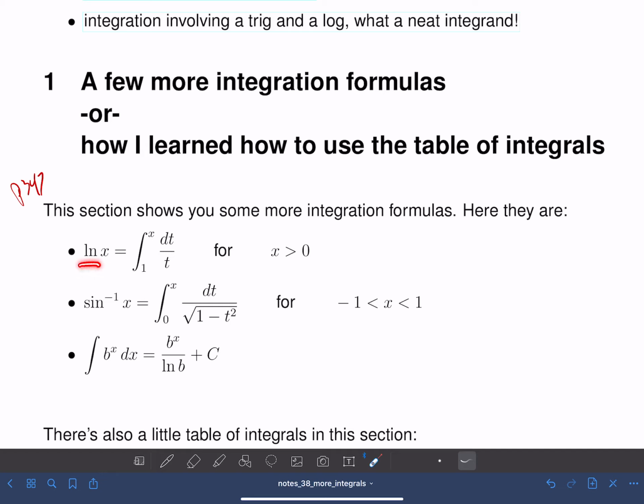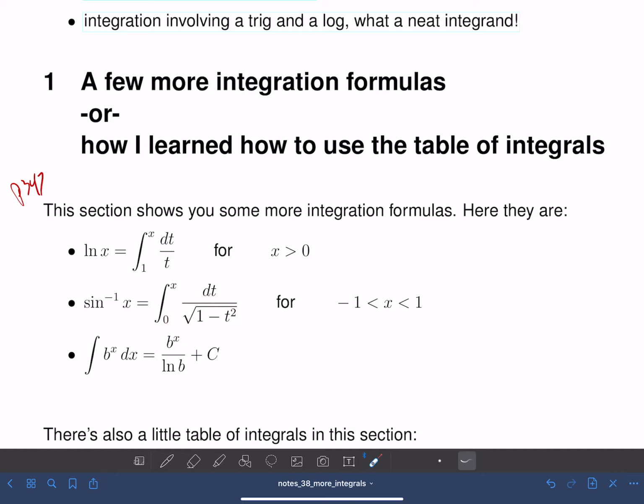So natural log can be expressed as the integral from 1 to x. It's the area under 1 over x, which is really cool. I think this relationship is really surprising, to me at least, and I think it's really cool. There's one right here, which is an arcsine definition right here, and which is part of an area underneath this weird 1 over a circle kind of deal.